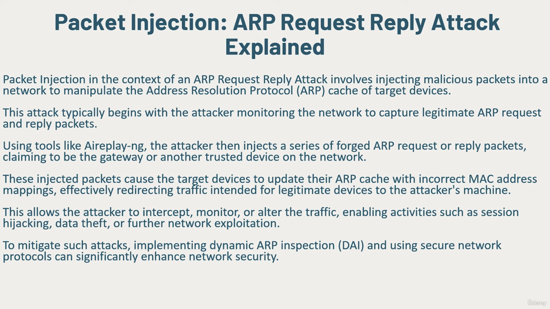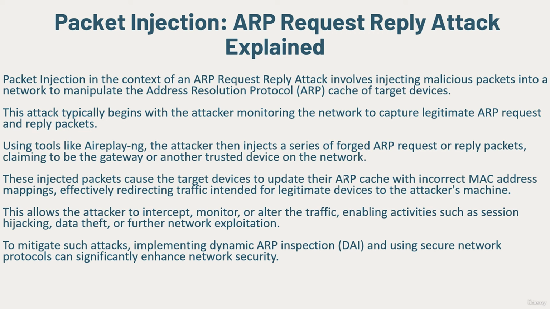These injected packets cause the target devices to update their ARP cache with incorrect MAC address mappings, effectively redirecting traffic intended for legitimate devices to the attacker's machine. This allows the attacker to intercept, monitor, or alter the traffic, enabling activities such as session hijacking, data theft, or further network exploitation. To mitigate such attacks, implementing Dynamic ARP Inspection (DAI) and using secure network protocols can significantly enhance network security.